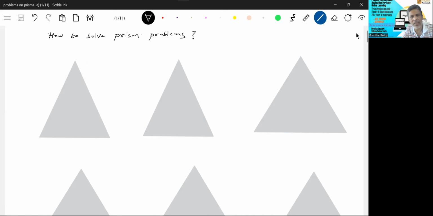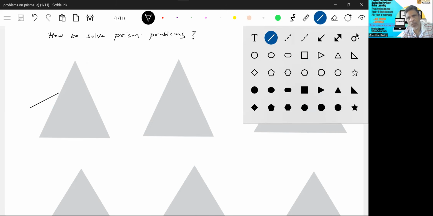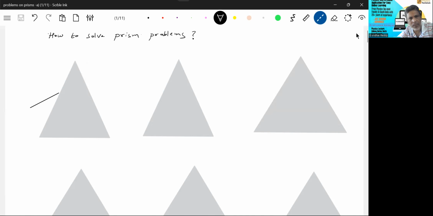Let's start. A ray is incident here. There's a normal, draw the normal. We know that the ray is moving from rarer to denser medium, so the ray should bend towards the normal. Then again, here you draw a normal. Now the ray is moving from denser to rarer medium, so it should bend away from the normal.